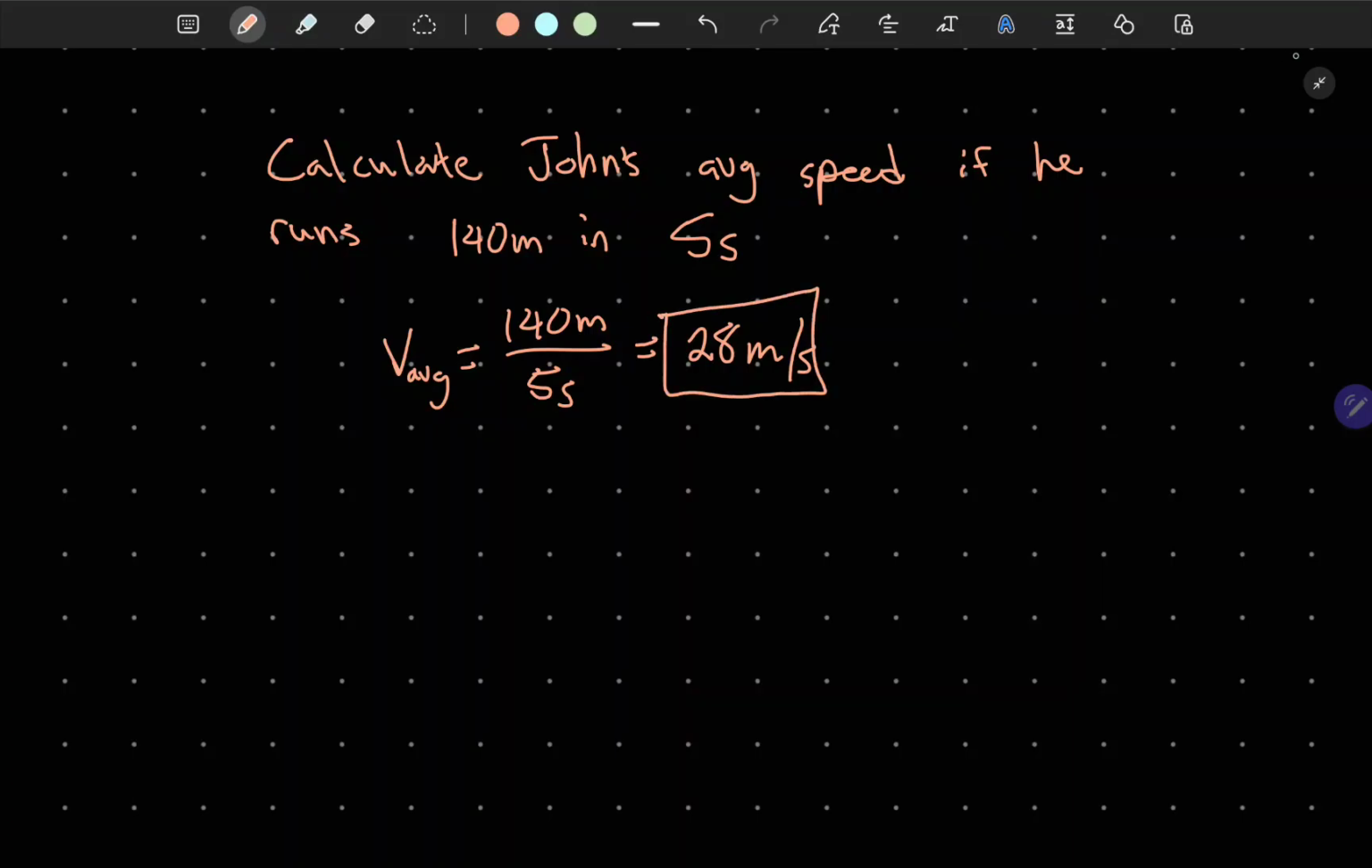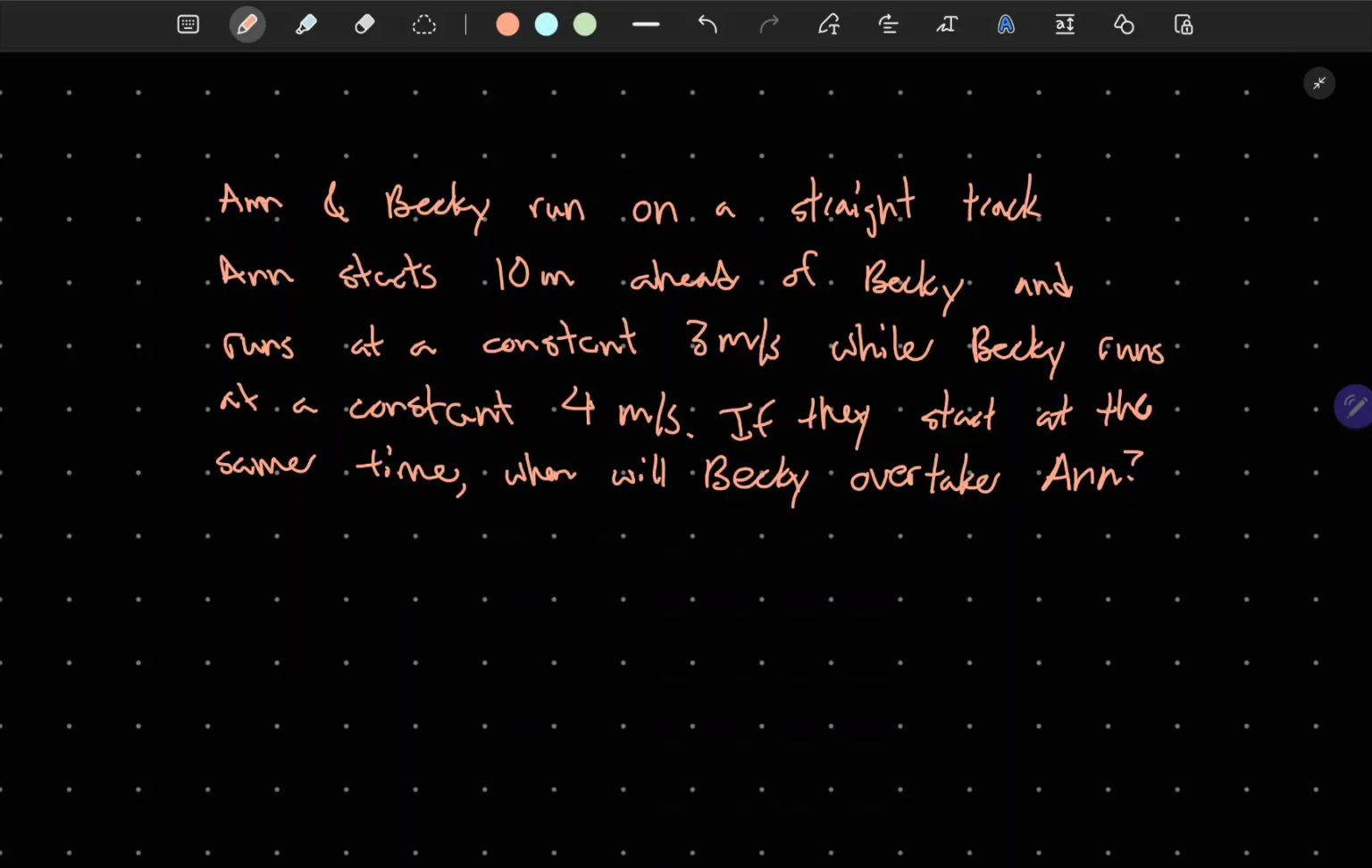All right, moving on to the next problem. The second problem I'm going to do is going to be: Anne and Becky run on a straight track. And I'll return once I write this question. So if Anne starts 10 meters ahead of Becky and runs at a constant 3 meters per second, while Becky runs at a constant 4 meters per second, if they start at the same time, when will Becky overtake Anne?